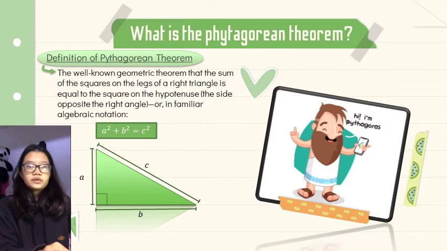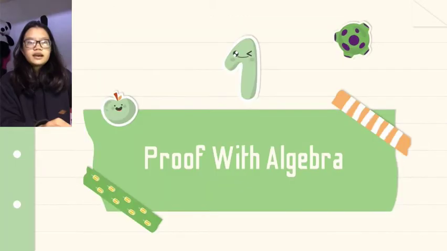Okay, we will start from the definition of the Pythagorean theorem. The definition of the Pythagorean theorem is the well-known geometric theorem that the sum of the squares on the legs of a right triangle is equal to the square on the hypotenuse, or the side opposite the right angle, or in familiar algebraic notation, a square plus b square equals c square. The first is proof with algebra.